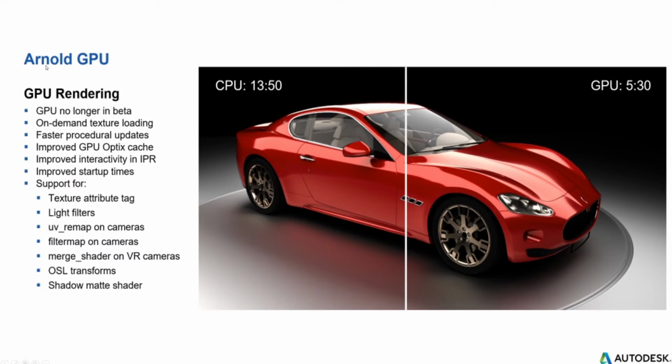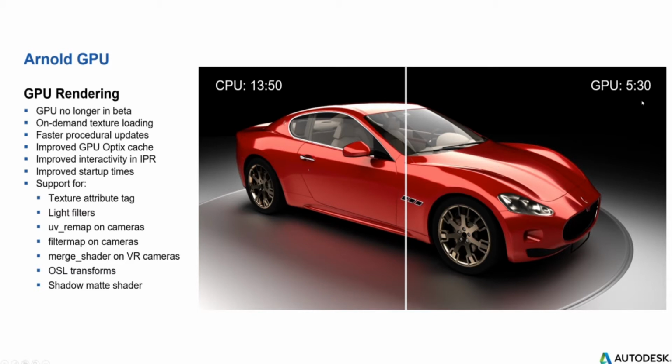Okay, next step is Arnold GPU rendering. As I said, it's no longer in beta. It's now a full release. You have things like on-demand texture loading and faster procedural updates, etc. So it really works nice. I've tried it out on my laptop here. So this relatively simple demo scene from the Arnold website renders in full quality on my laptop in 13 to 14 minutes, right? That's pretty slow, actually. So after 12 minutes, you could already say, come on, it's good enough. So let's stop the whole thing.